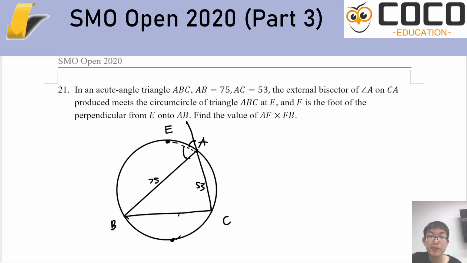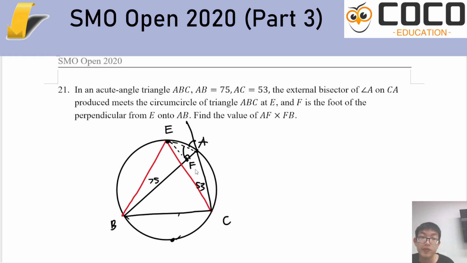E is actually the midpoint of the arc, so EB is equal to EC. Do I care about that? We will find out soon. But let me just remind myself of that. That is too far from being a straight line. F is the foot of the perpendicular from E onto AB. Find the value of AF times FB.